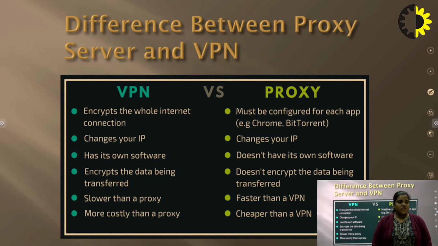The fourth condition is that VPN is costly and proxy server is cheap, or we can say that it is free of cost. VPN is slower than proxy, and proxy server is faster than VPN, because VPN is covering the whole system, so definitely it will take time, and proxy is just hiding the information of one particular browser. That's why it is faster. So these are some of the main differences between the VPN and the proxy server.